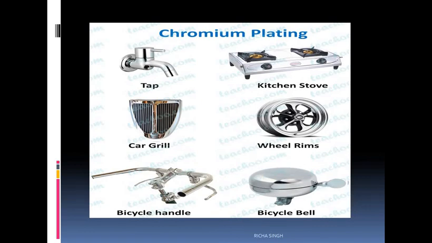Chromium plating you might have seen on taps, kitchen stoves, car grills, wheel rims, bicycle handles and bicycle bells. From inside it is made up of iron, but it just has a thin layer of chromium which protects it from getting rusted, giving it a lustrous and shiny look also.